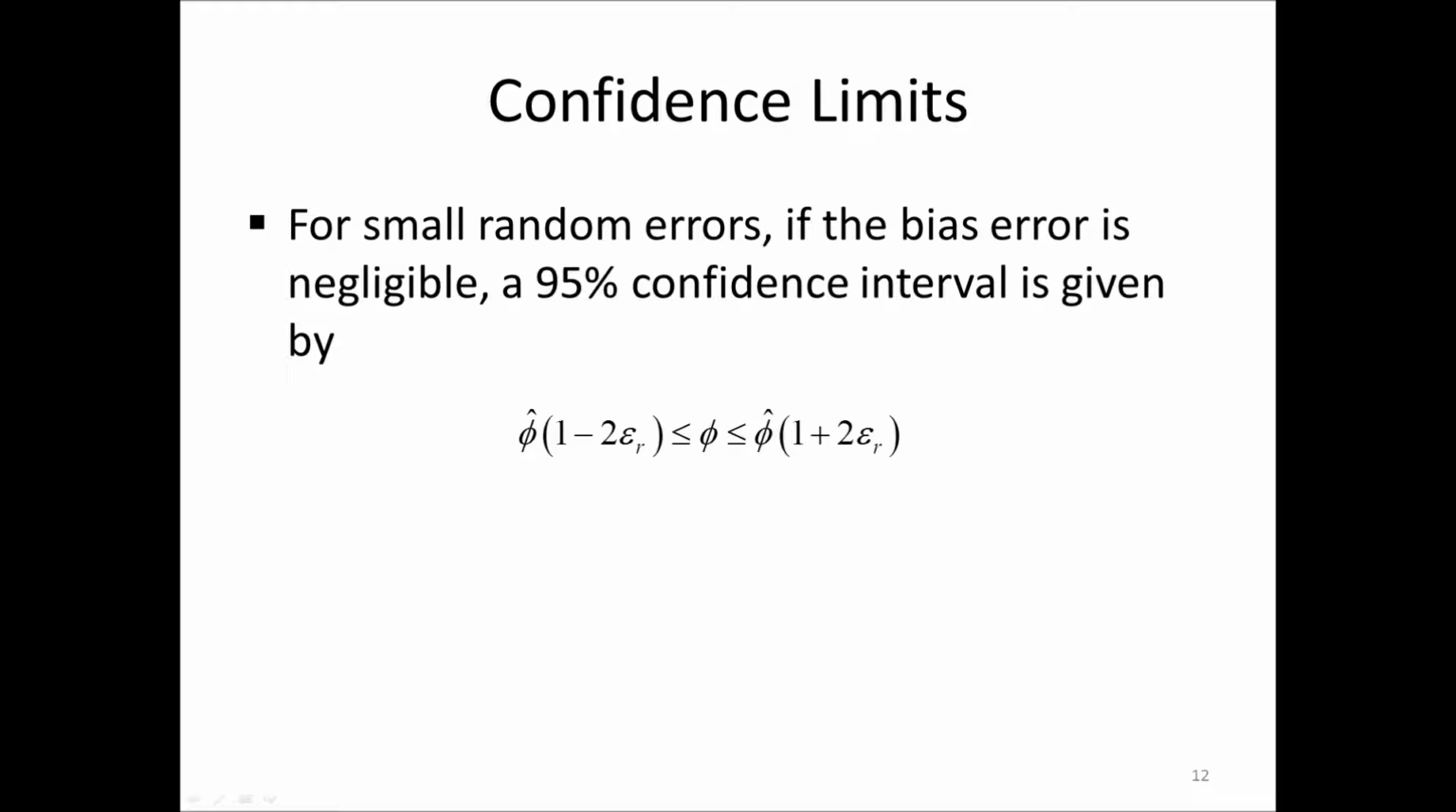If we assume that we do not have a bias error, then we can use the normalized random error to compute a 95% confidence level. We do this by taking our estimate times 1 minus 2 epsilon sub r and the estimate times 1 plus 2 epsilon sub r to obtain the lower and upper limit of the interval.